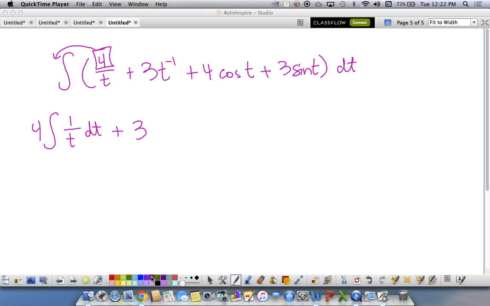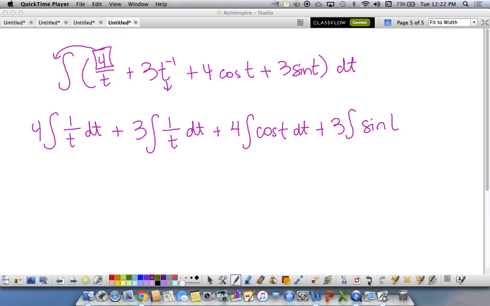What about 3? Integral, what about t to the negative 1? Would I rewrite that as 1 over t dt? I would, yes. Plus 4 times the integral of cosine t dt plus 3 integral of sine t dt. Okay? So now instead of one big long problem, we have 4 small problems. Okay?